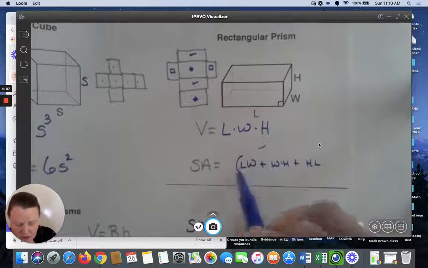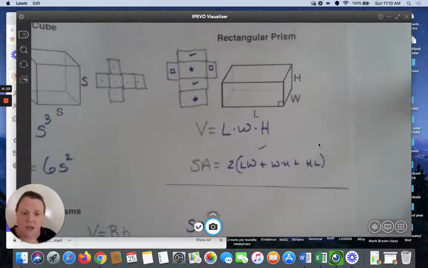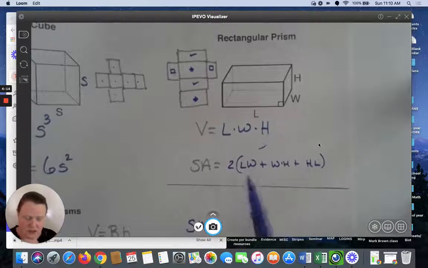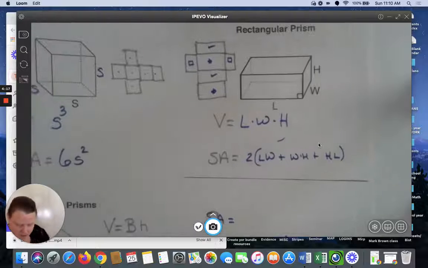So essentially a pair, this pair, and then the last pair. And then we add those all up, and we take the whole thing times 2, because you actually have 2 of each. You can't just do 1, 1, and 1 and be done. You need to double that. So that's what our formula is going to look like for that.